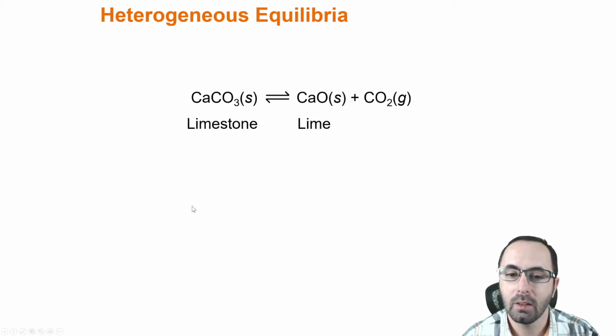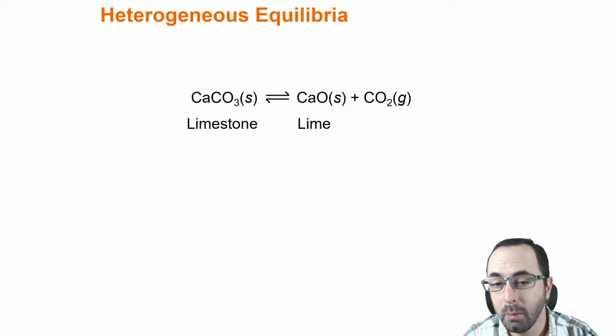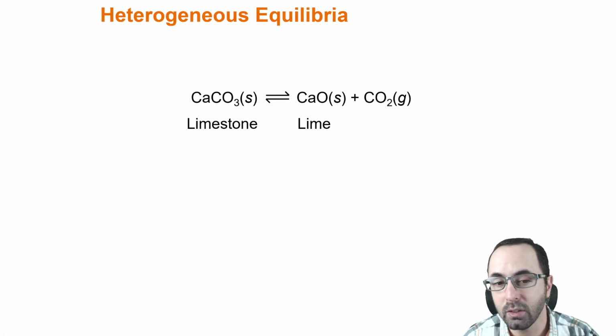So let's take a look at this reaction here. If you have calcium carbonate, limestone, a type of rock, basically chalk, essentially. This can decompose over time into lime, which is the common name for calcium oxide, and carbon dioxide gas. So this is what we would refer to as a heterogeneous equilibrium, because not everything is gaseous here. These two components are solid.